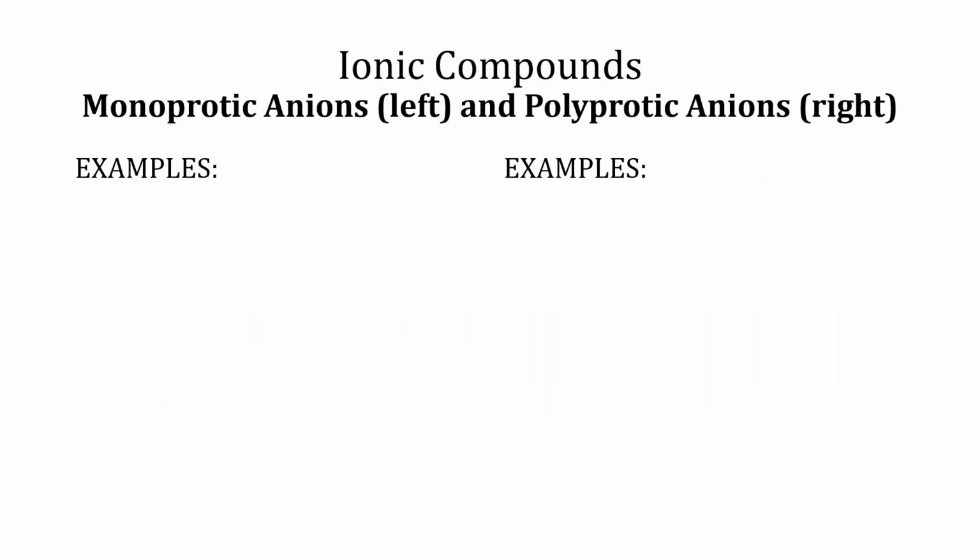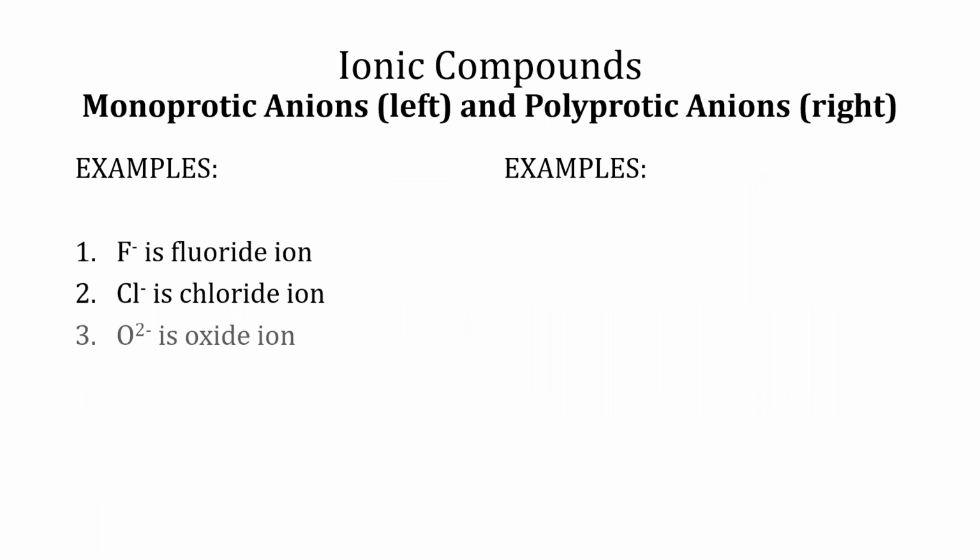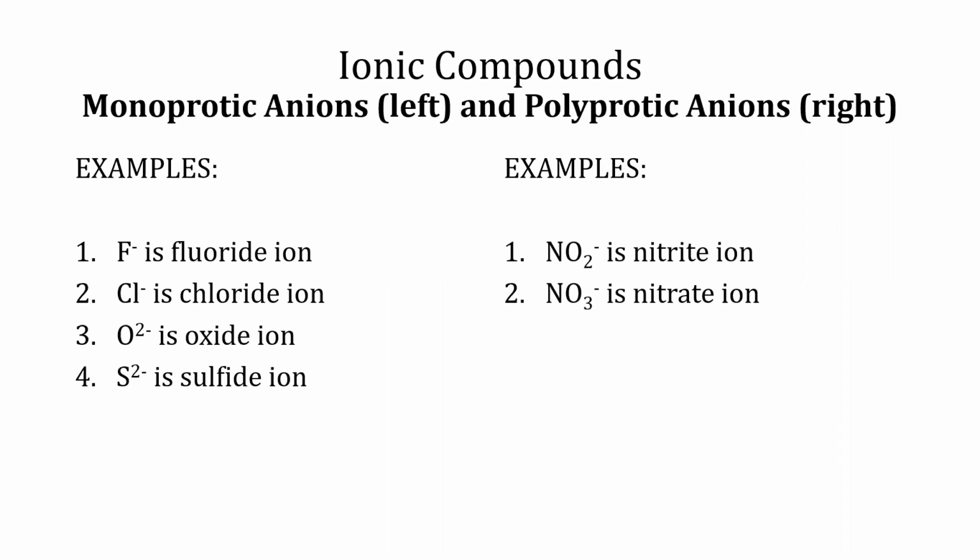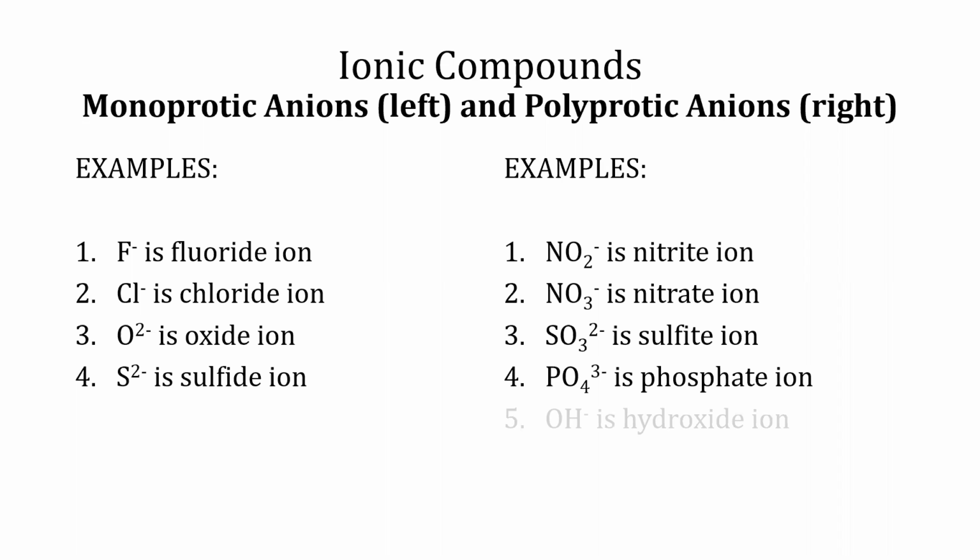Some examples of monoatomic anions include F- or fluoride ion, Cl- or chloride ion, O2- or oxide ion, and S2- or sulfide ion. Some examples of polyatomic anions include NO2- or nitrite ion, NO3- or nitrate ion, SO3 2- or sulfite ion, PO4 3- or phosphate ion, and OH- or hydroxide ion.